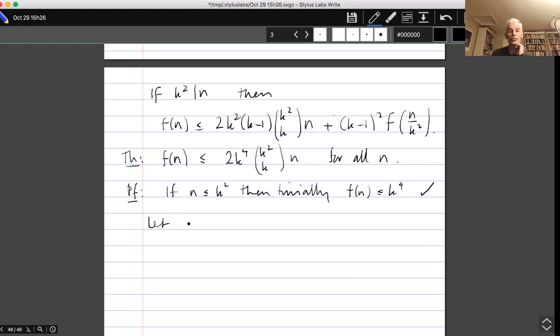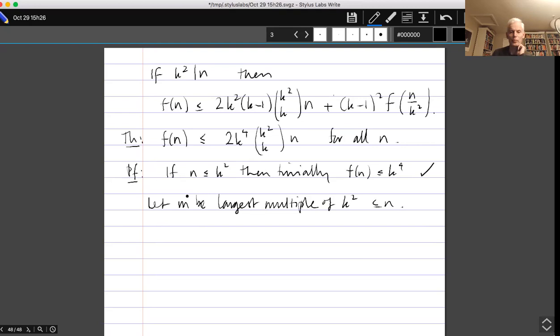Now let m be the largest multiple of k squared less than or equal to n. And we'll make the following little observation. We know how to deal with f of m. We want to get something with f of n, and we'll just make the following observation. If we take an n by n matrix that doesn't contain A, and if I look at its first m rows and columns, that matrix there doesn't contain A.